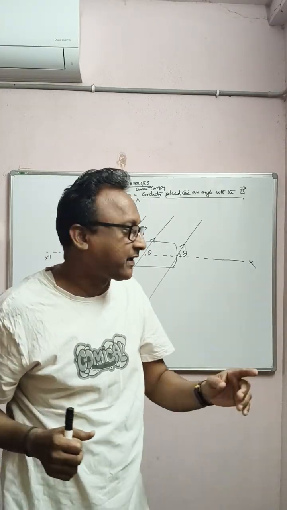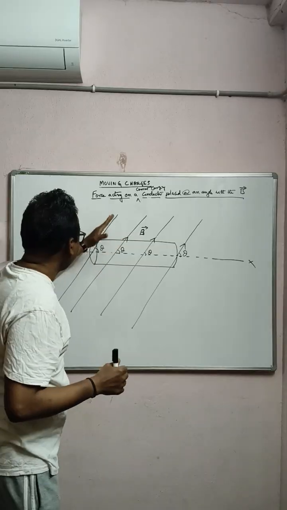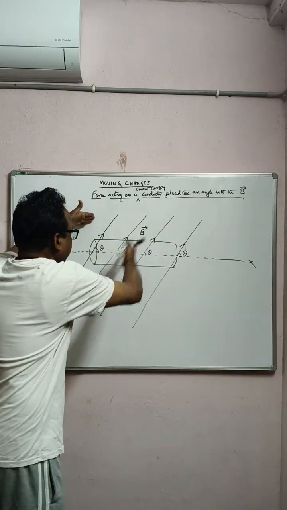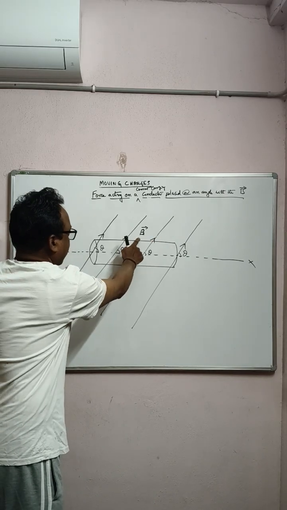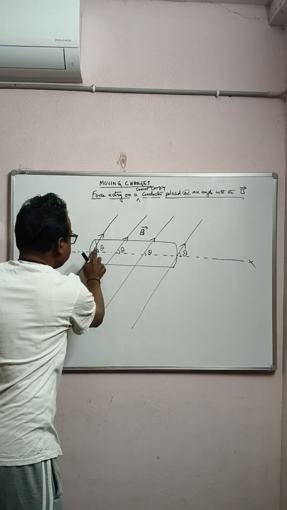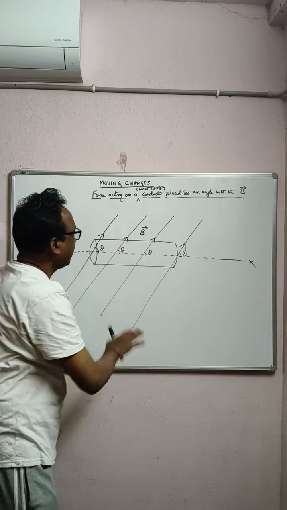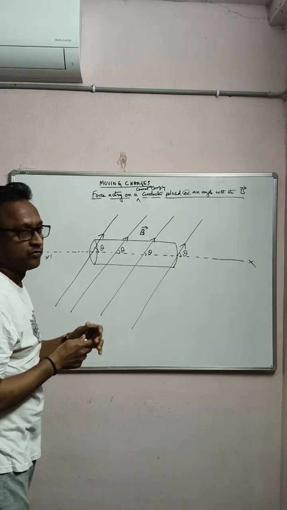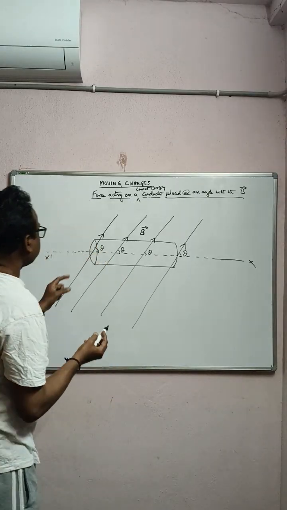How is the conductor placed? The axis is making an angle theta with the magnetic field direction. This is the magnetic field, the magnetic field induction. The horizontal axis is making an angle theta with the magnetic field induction. In such a case, how do we calculate the magnetic force acting on this conductor?